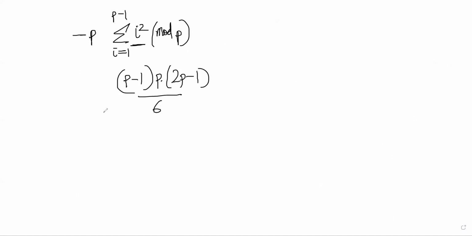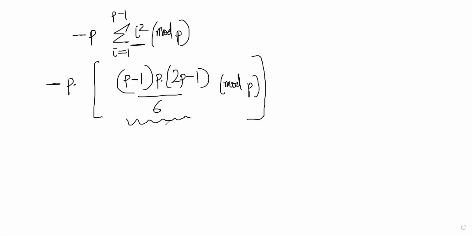We have minus p summation i goes from 1 to p minus 1 i square mod p. And this summation i square will basically be the expansion by the formula p minus 1, p, 2p minus 1 by 6. And we have to do this modulo p, right? And there is a minus p outside also, right? Now think about it. This whole thing is an integer. Why is this an integer? Because it is the sum of squares of integers, right? So it has to be an integer, right?